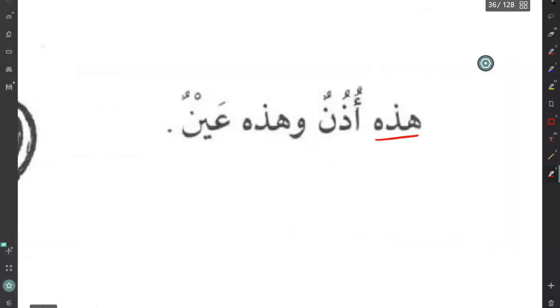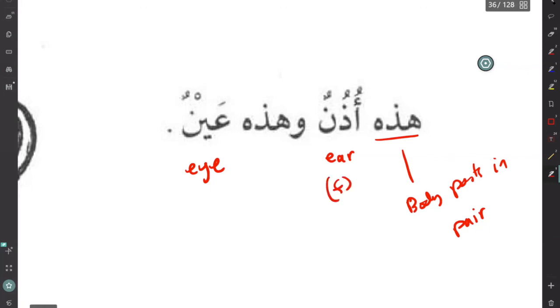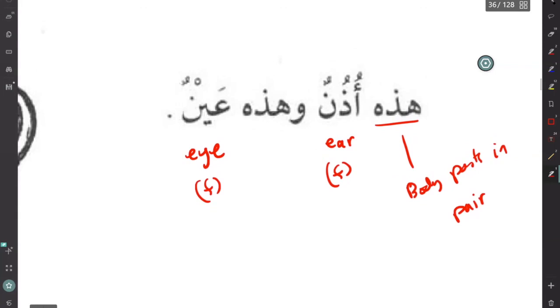Hadihi udhunun. What's going on? All of a sudden, hadihi. Udhun is ear. Why? Because we have ears in pair, two. Wa hadhi aynun, eye. And why are we saying hadhi? Because body parts in pair are treated as female words. Make sense? See the rules that we learned?